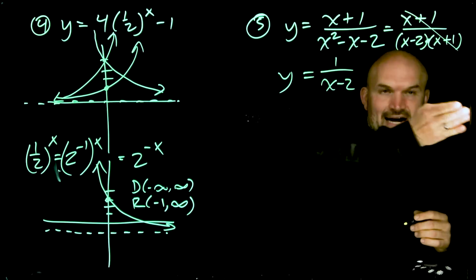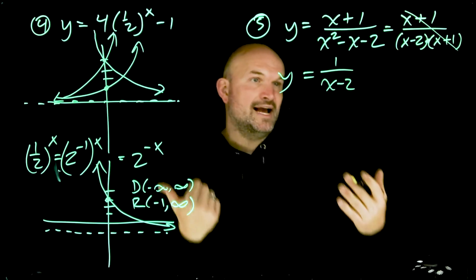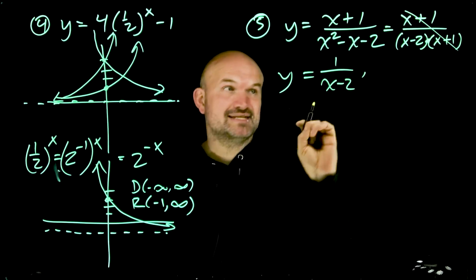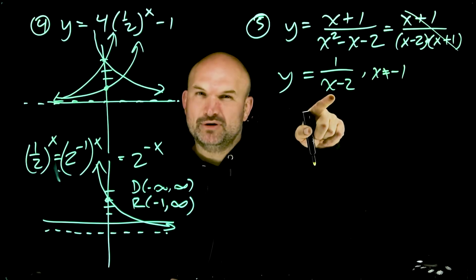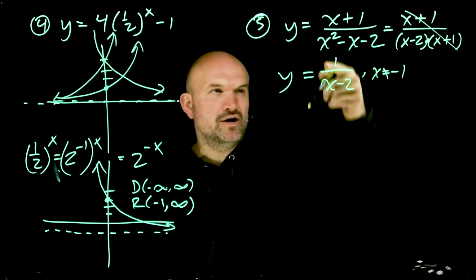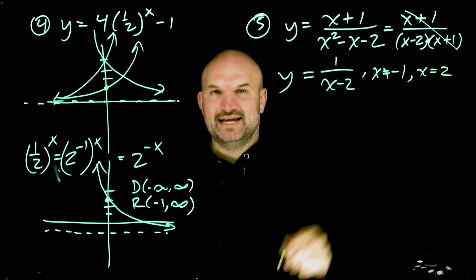Now, this got divided out. This is what we call a removable discontinuity. That is going to show up as a hole. So it's still a value that is not a part of the domain. So x, we know, cannot equal -1. And we know if I put 2 in the denominator, 2 minus 2 would be 0. You can't divide by 0. So we also know x cannot equal 2.